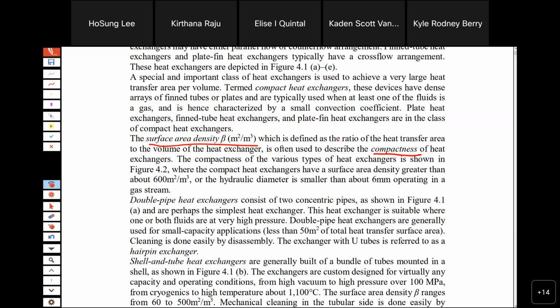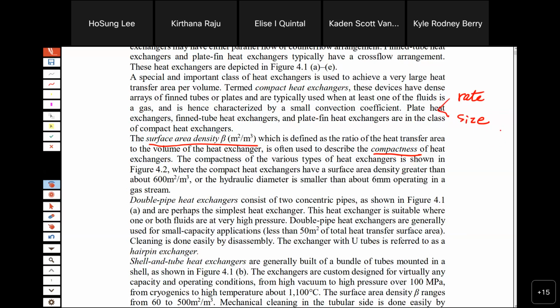First of all, for the heat exchanger we discuss two things: rating and size. The rating is heat transfer rate, pressure drop, something like that. And then size is the size-wise dimensions.